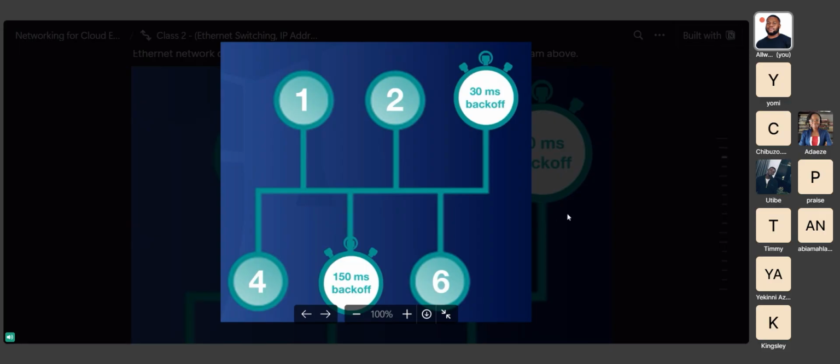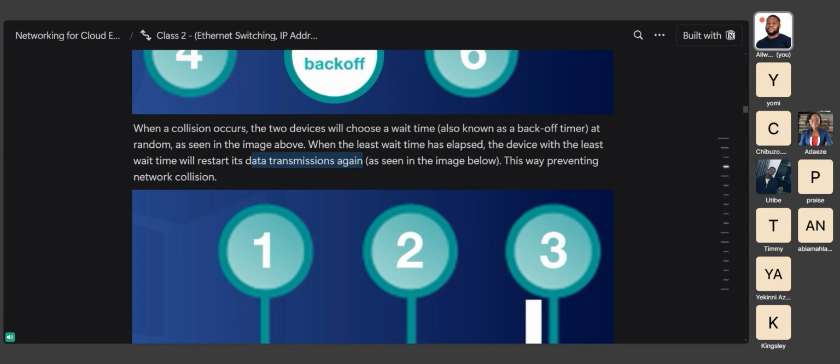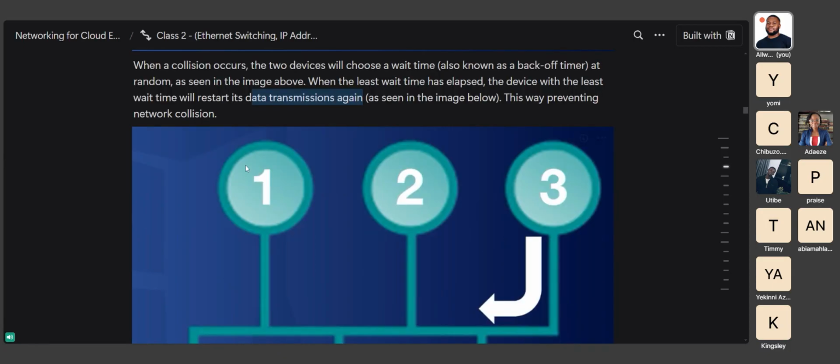Device 5 picked 150 milliseconds back off time. And I explained this here too, I believe. So let me just read through this really quickly just so that you understand. When a collision occurs, the two devices will choose a wait time, also known as a back-off time, at random, as seen in the image above. When the least wait time has elapsed, the device with the least wait time will restart its data transmissions again, as seen in the image below, this way preventing network collision as seen here.